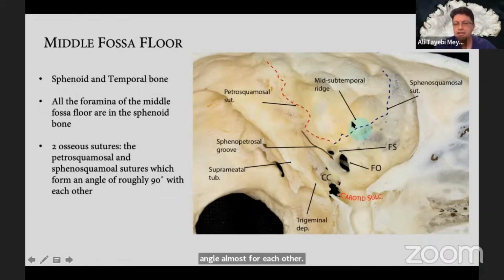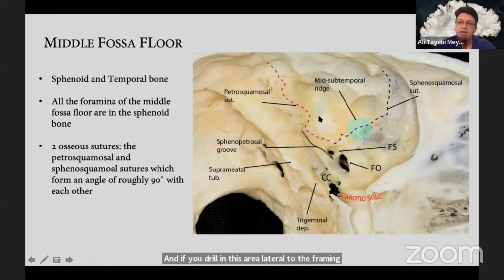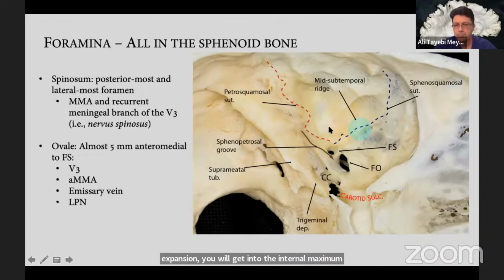And this is an important triangle that we have defined before. This is called the lateral triangle of the middle fossa. If you drill in this area lateral to the foramen spinosum, you will get into the internal maxillary artery, and you will be able to use it as a bypass donor. Now, let's talk about the foramen spinosum.